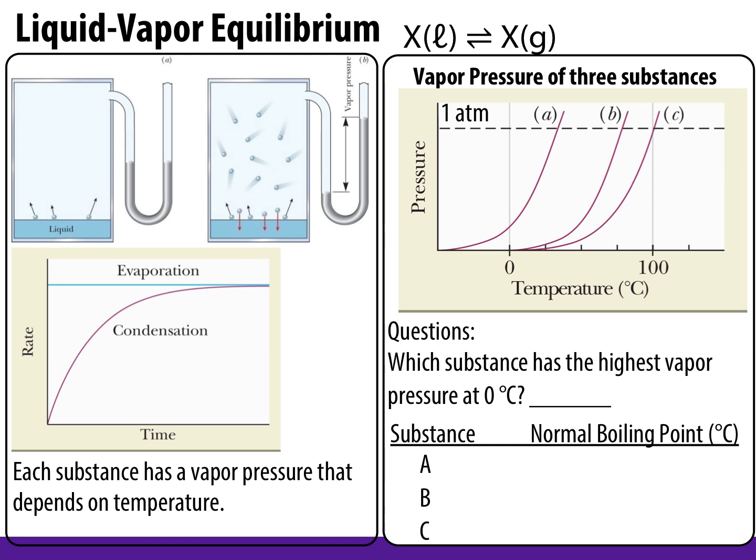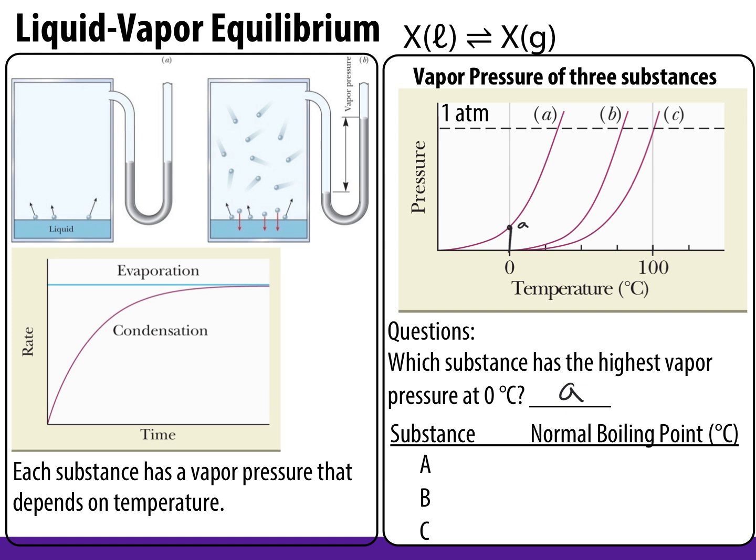Okay, so let's take a look at that. Hopefully you've paused and had a second to try this. Which substance has the highest vapor pressure at 0? Well, if I go to a temperature of 0, the only one that has a significant vapor pressure is A. Just reading it off of the graph. Again, the vapor pressure of A, I don't know the exact number, but if this is 1 atmosphere, this is maybe like 0.1 or 0.2. The other two are very, very close to 0.